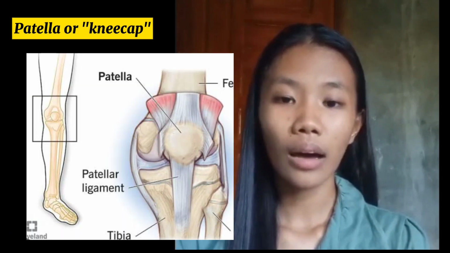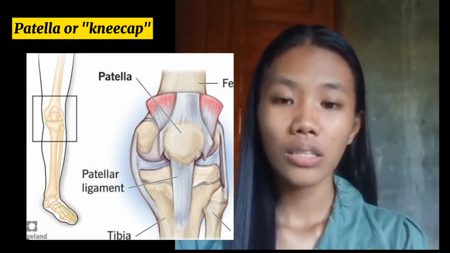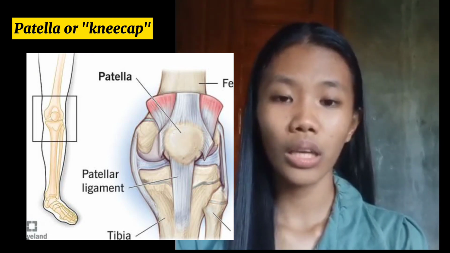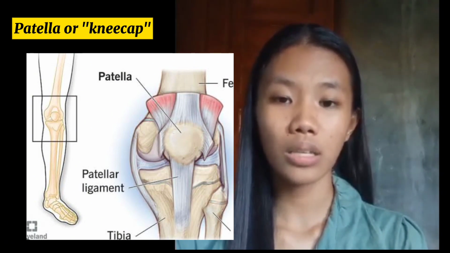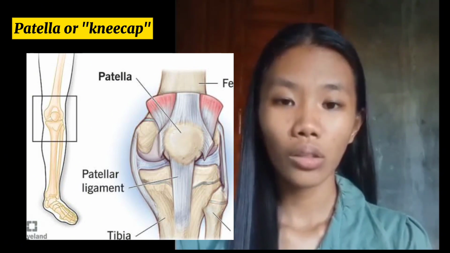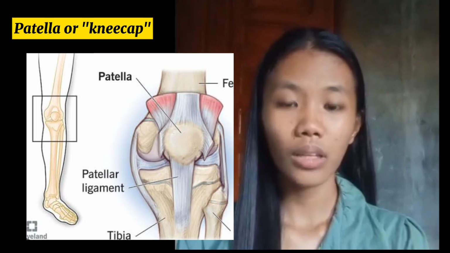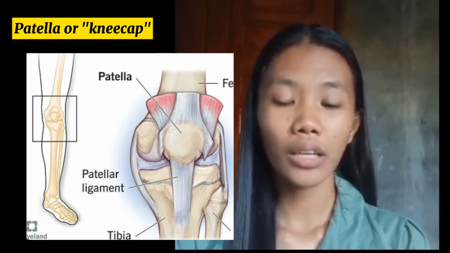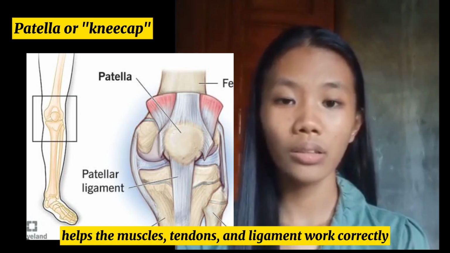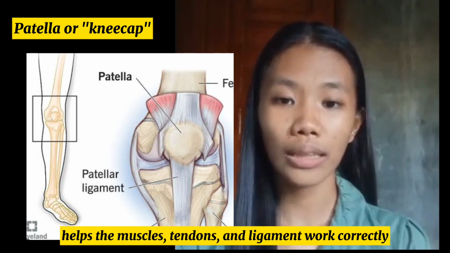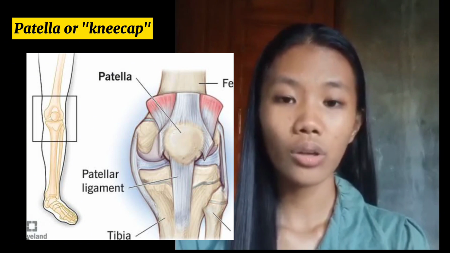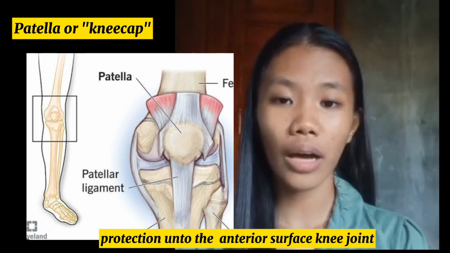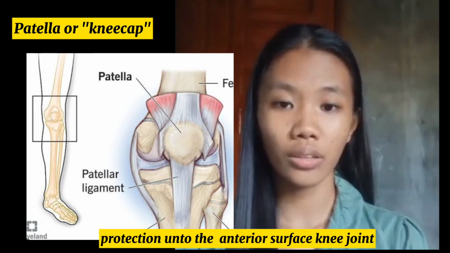Next is the patella or the kneecap. It is the largest sesamoid bone of the body, and a sesamoid bone is a bone that is incorporated into the tendon of a muscle where the tendon crosses a joint. The main function of the patella is to help the muscles, tendons, and ligaments work correctly, as well as help move the knee and also give protection to the anterior surface of the knee joint.